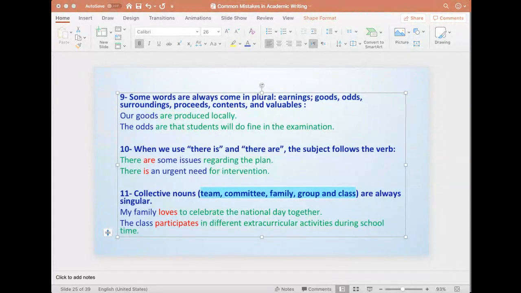But we still find some irregularities. Some people might say the family are, and they might say the family is. So it depends. Sometimes, do I mean the members in the family, or do I mean the family as a whole? The class participates, my family loves. So here I'm pointing to the whole family and the whole class, so I'm using a singular verb.